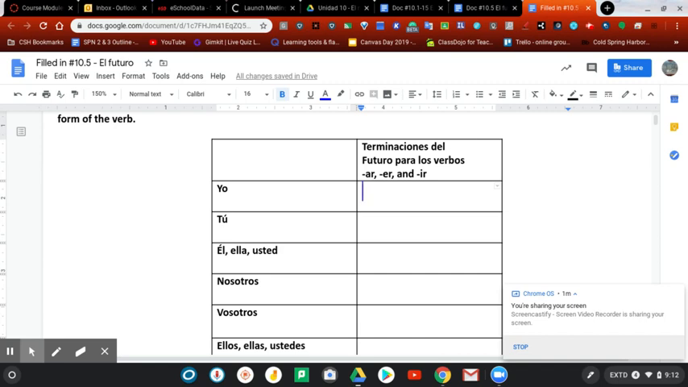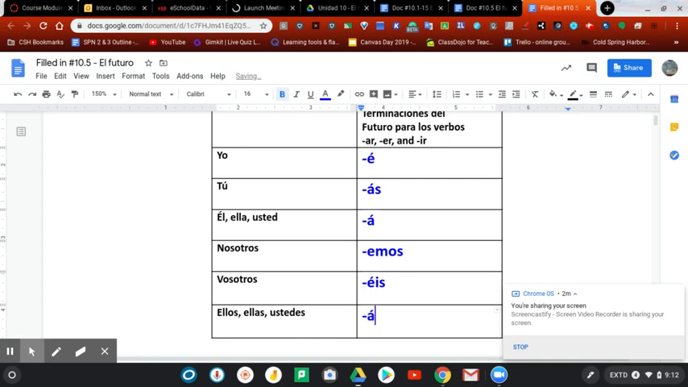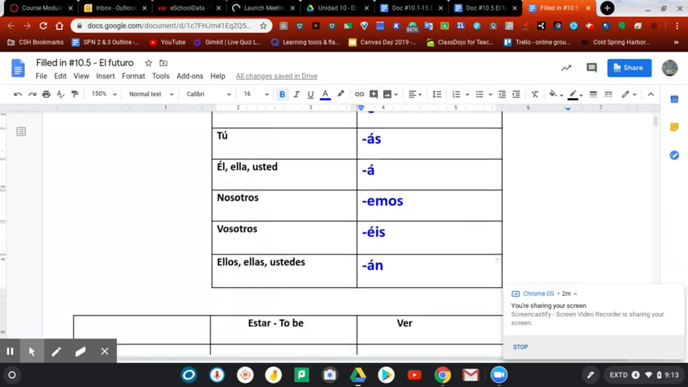So our endings, we have é, ás, á, emos, éis, and án. The accents are important, and you attach this to the end of the infinitive. There are a few irregulars, which we will go over, but first we're going to focus on creating the future tense for regular verbs.